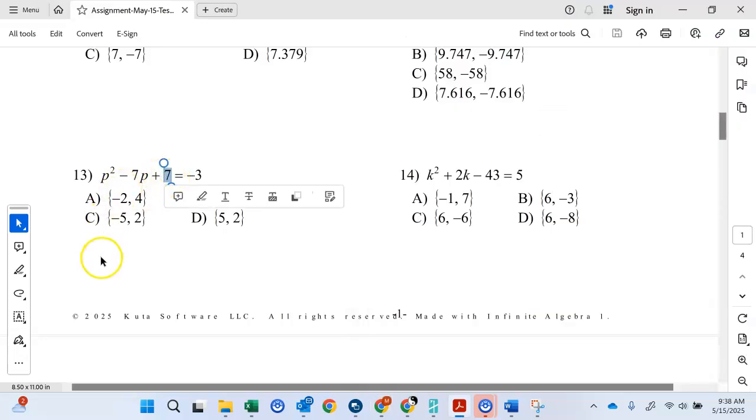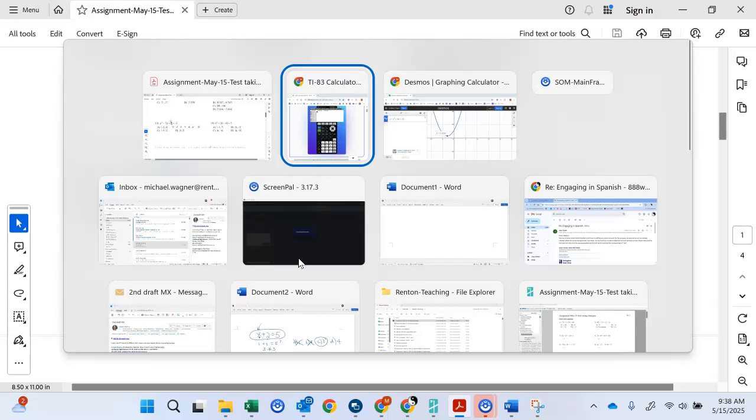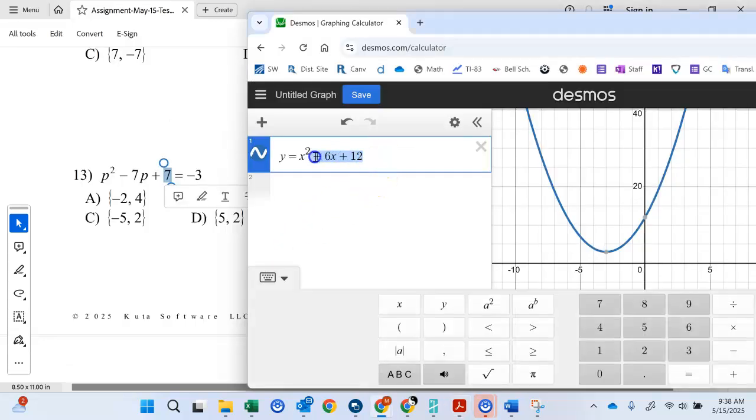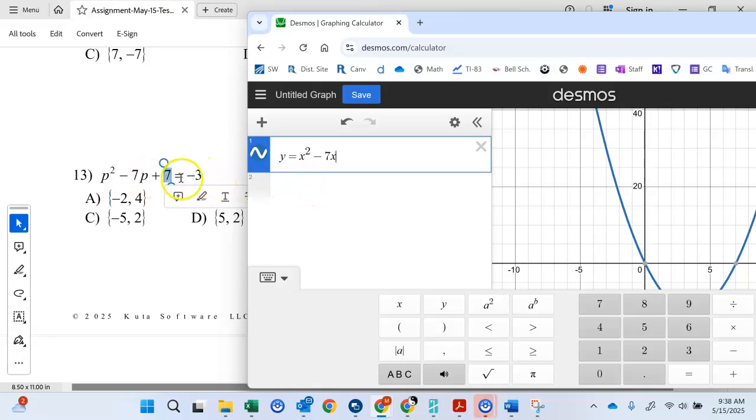So I hope you're listening. Now I'm going to enter in a 10. I'm just going to leave the x squared there. So instead of p squared, it's going to be x squared and then minus 7x. And then remember, I added 3 to both sides, so that's going to be plus 10. Okay, now what do you notice?